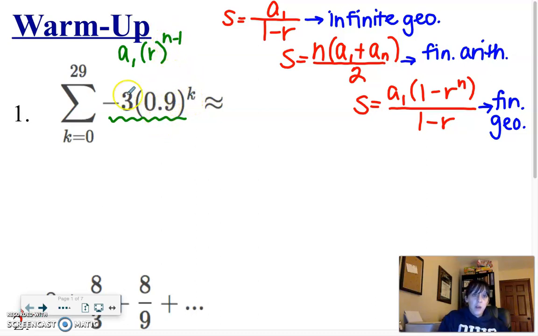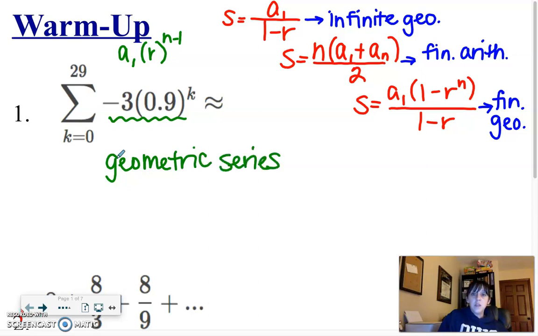That looks like what we have here. -3 would be A1, 0.9 would be the R, and the power is changing because the values of K are changing based on the summation. So this would classify as a geometric series. Then the next question is, is it finite or infinite? This number up here tells you where to stop in a series. It has a value that is not infinity, so it is finite, meaning it has a clear stopping point. So we will be using this third formula to find the sum.